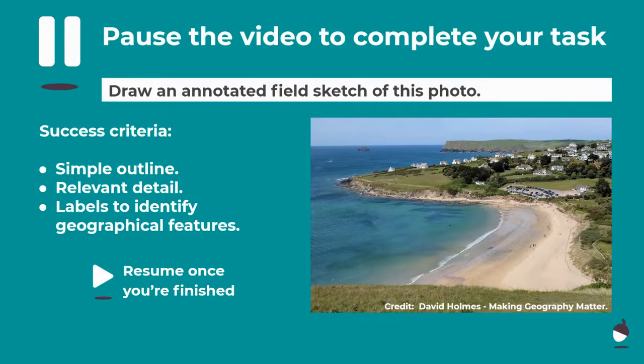Now it's your turn. I would like you, in your pencil, geographers always draw in a pencil, to draw an annotated field sketch of this photo. Success criteria. It will be simple. You'll put in any relevant detail and you will use labels to identify geographical features. Pause now and then resume when you're done.